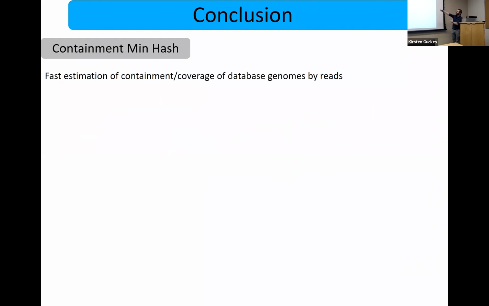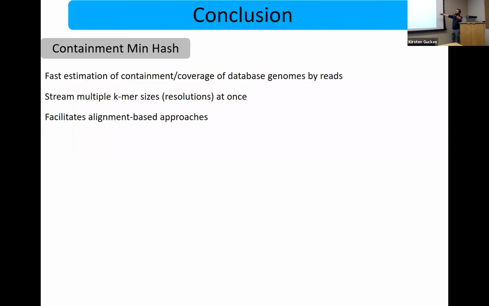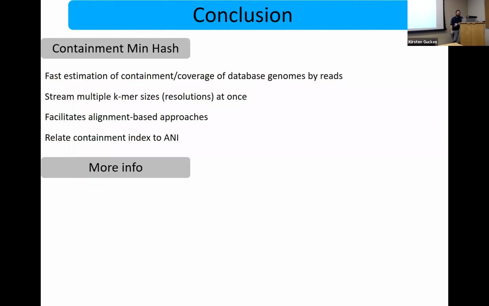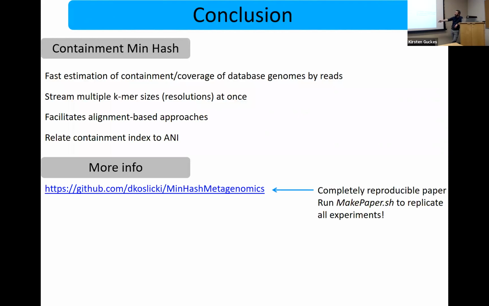So, in conclusion, this whole method allows you to quickly compute the containment index and Jaccard index in a fast fashion. It lets you do multiple k-mer sizes in one fell swoop, and it facilitates these metaline database reduction approaches. Then you can relate it to average nucleotide identity for quick cutoff estimation or intelligent ones. If you're interested in the theory behind this, there's a GitHub page with the entire paper that's reproducible, so you can go in there, change a few numbers, recompile it, and see how the figures change. Nobody cared about that, and I spent way too much time doing it, but it was fun.